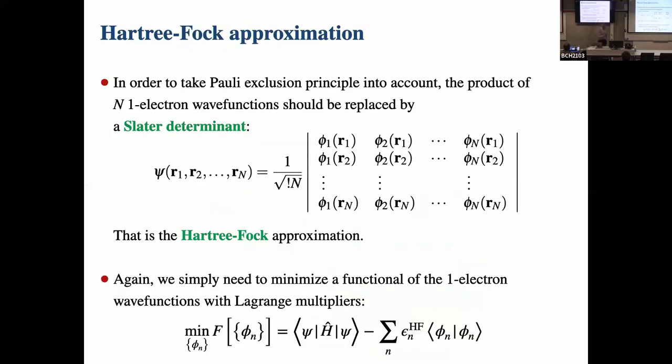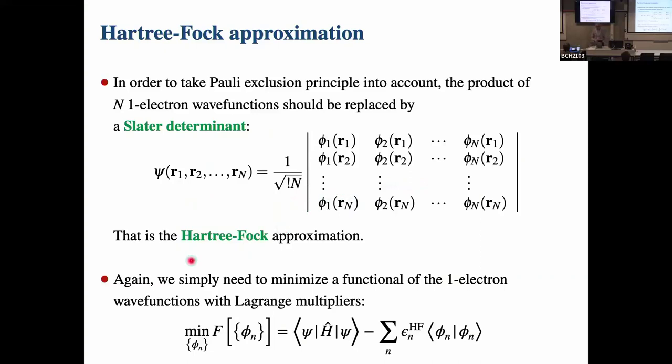Now we know that the approximation that we have made to get there is quite strong, because we have assumed that the many-body wave function is a product of one-body wave functions, and that doesn't take into account the Pauli principle, so that the electrons are fermions, and so the wave function should change sign when we commute two electrons. So one way to go beyond that is to replace the product by a Slater determinant. And if you make this approximation that psi is equal to the Slater determinant, this is the Hartree-Fock approximation.